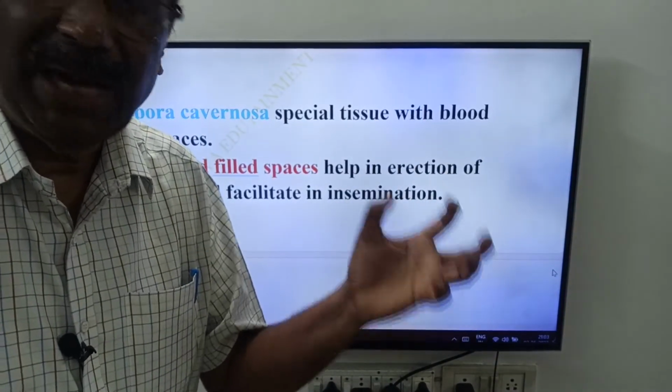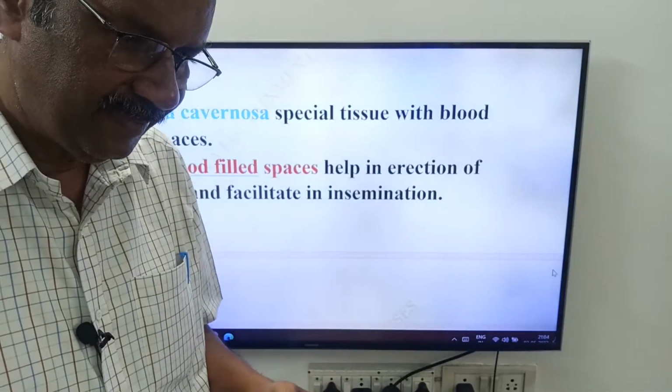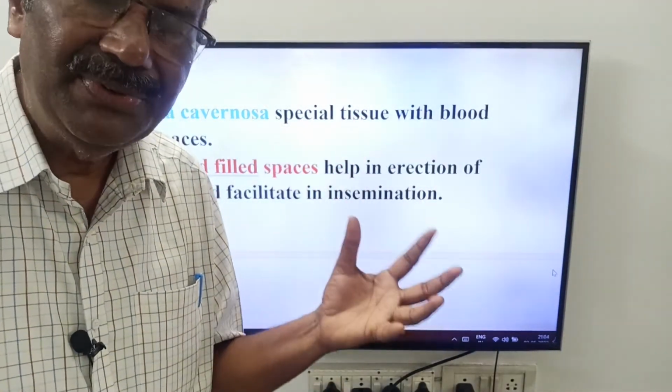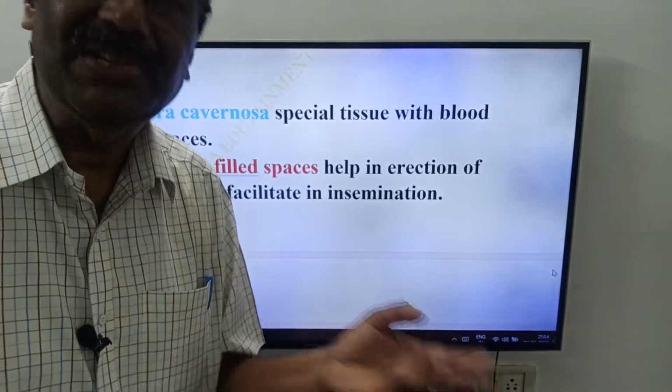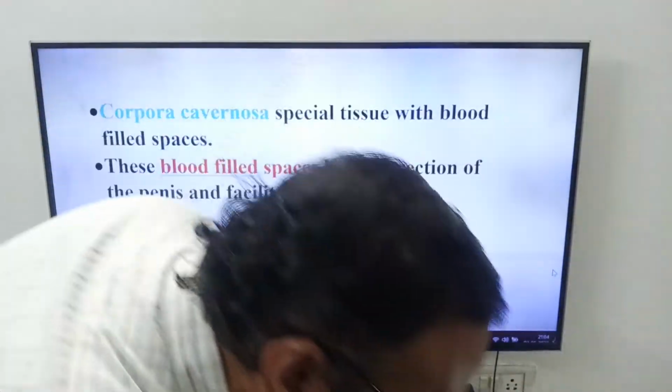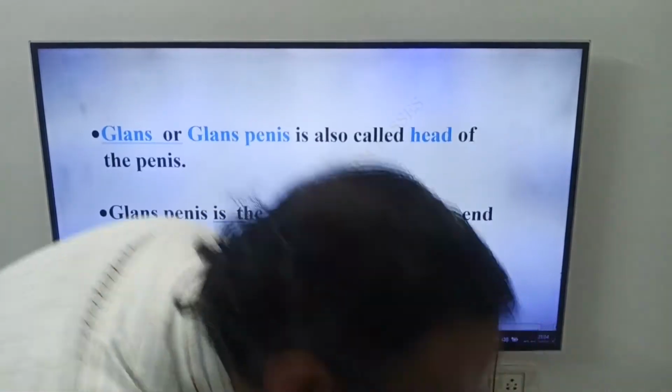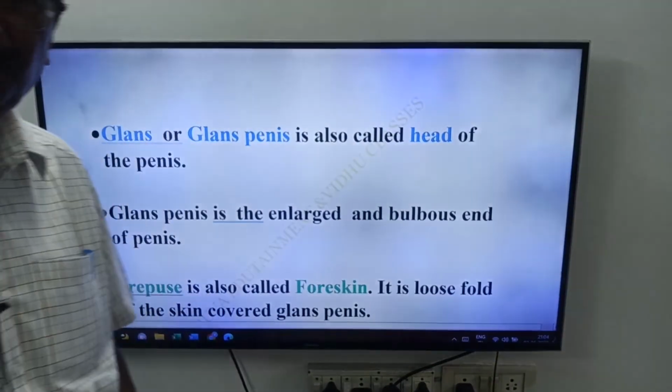How, friends? They have blood-filled spaces. At the time of erection, the blood is filled in these spaces and the penis erects, friends. Okay, that is about the corpora cavernosa and corpus spongiosum.